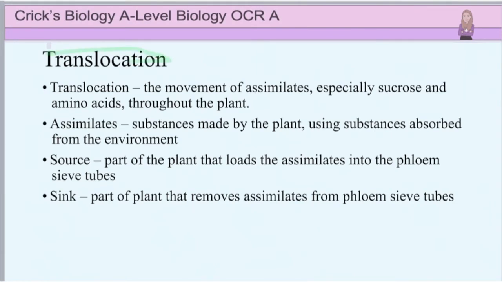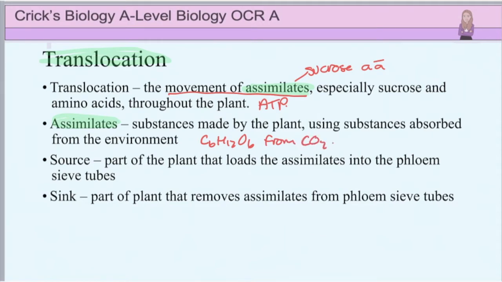Translocation is the movement of assimilates, especially sucrose and amino acids, throughout the plant. It is an active process requiring ATP. But what are assimilates? Well, assimilates are substances made by the plant using substances absorbed from the environment, such as the making of glucose during photosynthesis from carbon dioxide, water, and oxygen.